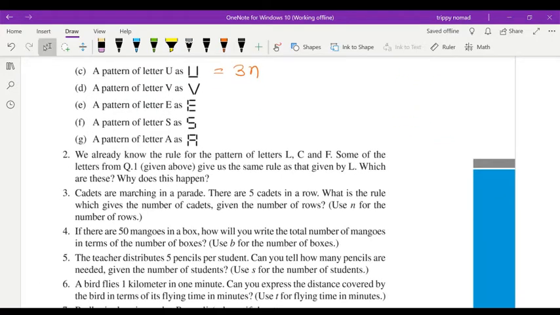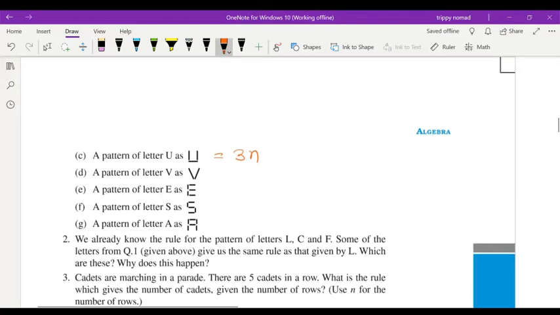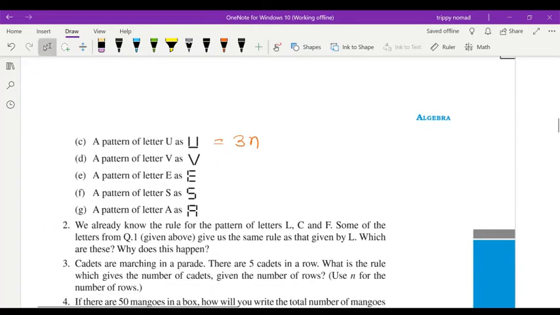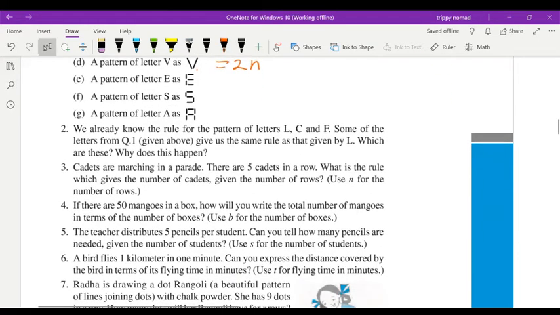Now we are going to start question number 2. We already know the rule for the pattern of the letters L, C and F. Some of the letters from question number 1 given above give us the same rule as that given by L. Which are these? Why do they happen? Letters T and V in question number 1 here also give 2n. The rule is the same. The number of matchsticks will be 2n.